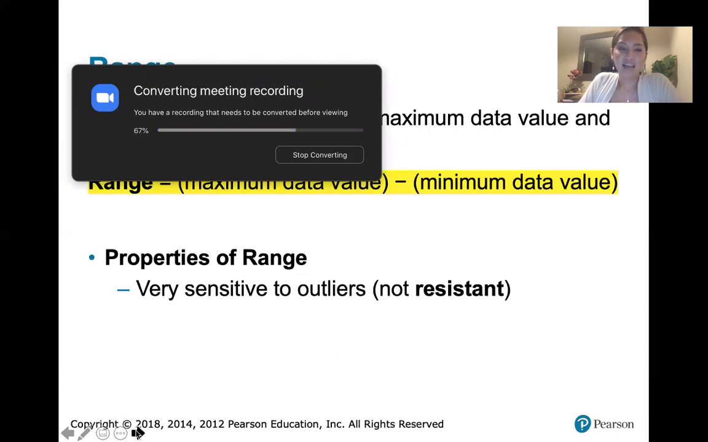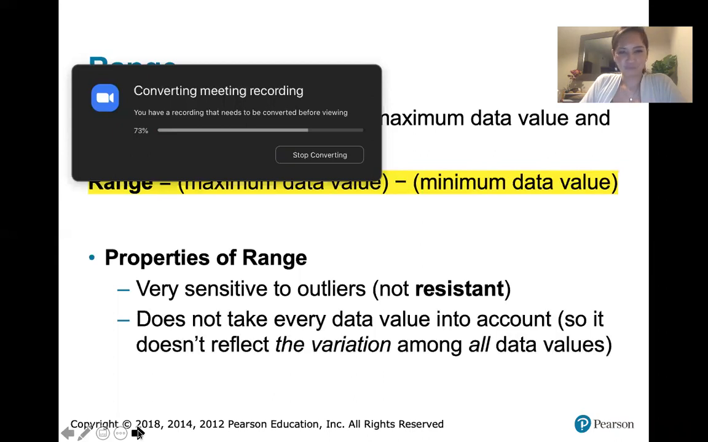Range is very sensitive to outliers, which makes sense. If you have a maximum value or a minimum value in your formula, and the formula is based only on these two values, if there is an outlier, it's going to be a max or a min. So this is very sensitive to outliers. So this is not a resistant measure of center, or excuse me, measure of variation.